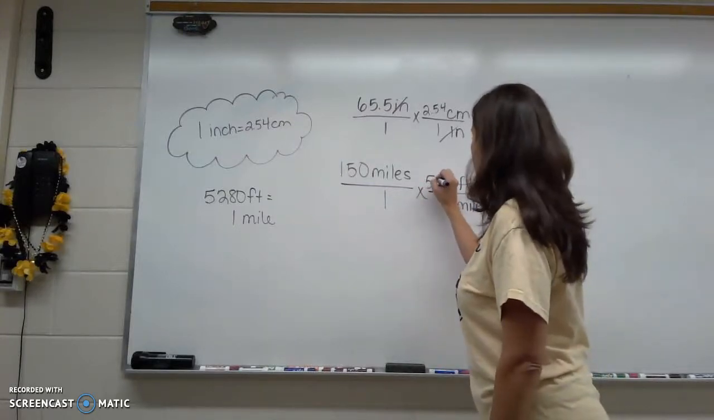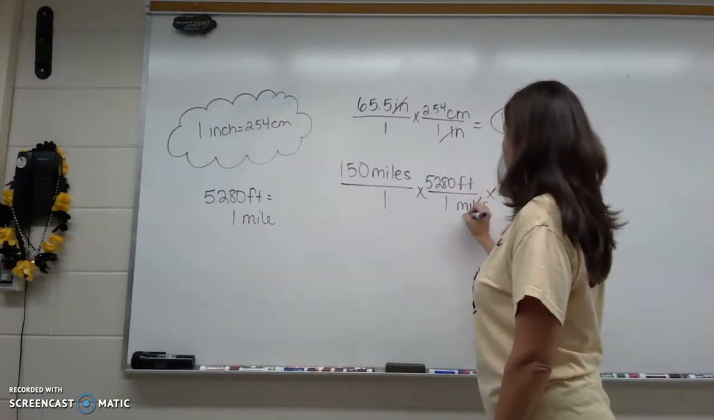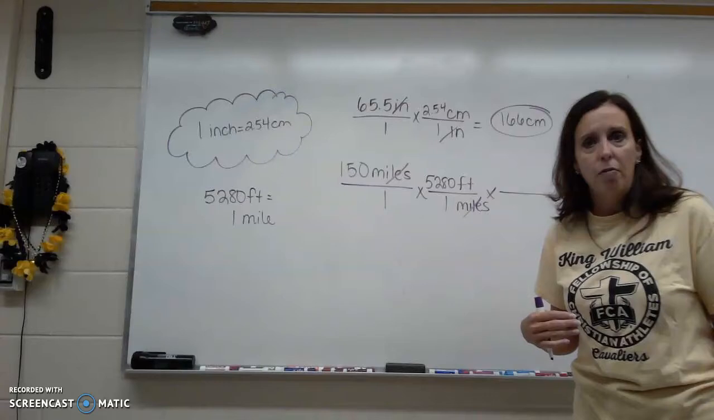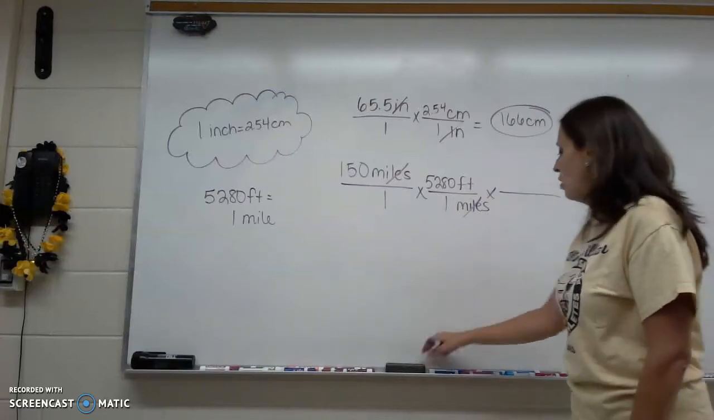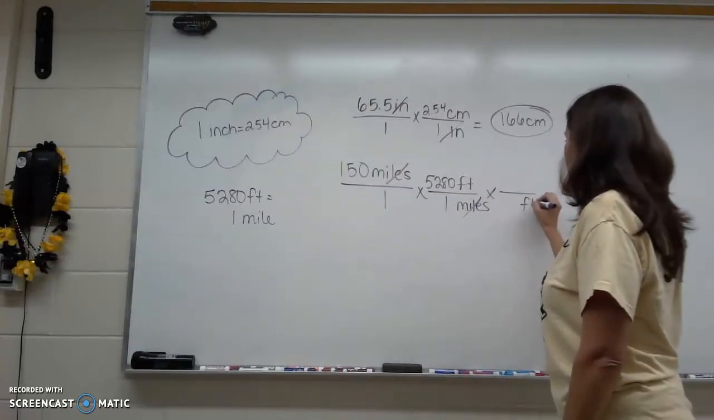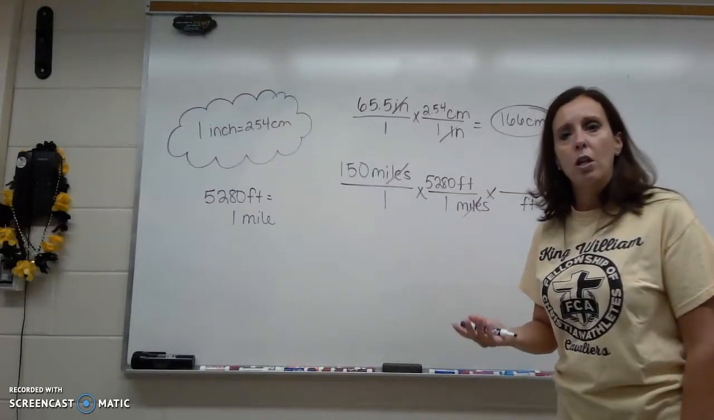So 5,280 feet in 1 mile. Miles are good to go. Now I'm in feet. I don't want to be in feet. So feet has to go on the, I'm going to make this a little smaller. There we go. Feet has to go on the bottom. Well, shucky darn and slop the chickens. Where am I supposed to go?